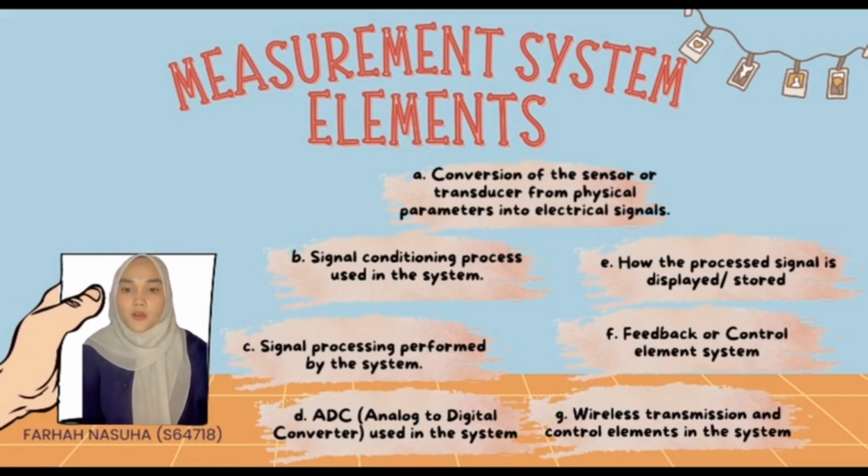F. Feedback or control element of the system. The system does not include a feedback or control element, as it is designed primarily for data acquisition and analysis. However, the smartphone application provides a user interface that allows the user to control the experimental parameters such as the applied potential and measurement time, and to adjust the settings of the potentiostat.